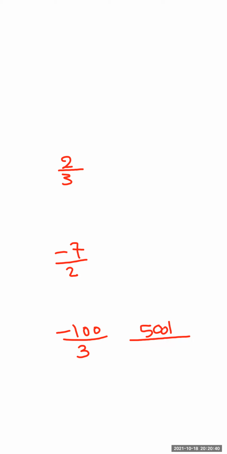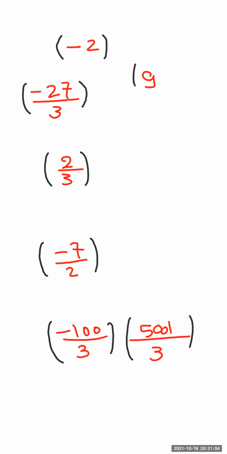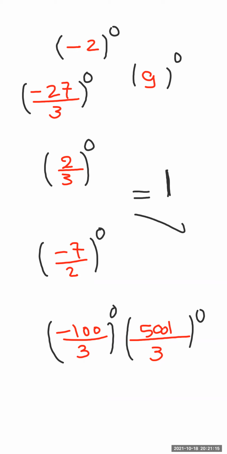So a number like this one, or even -27/3, -2, 9. Okay, any number of these numbers, guys, or any other number, to the power of 0, will equal 1. Any number to the power of 0 equals 1, except 0.